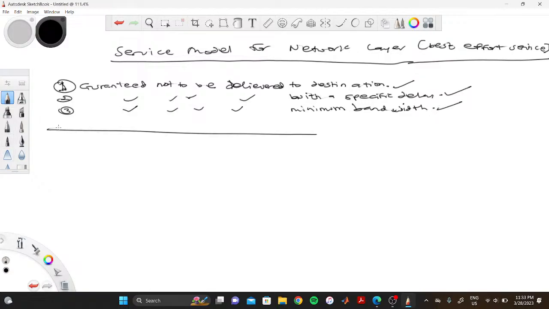So these are service models. If you see any question like which of the following is the service model for the network layer, or which of the following describes the best effort service, I've seen a question like that. Which of the following describes the best effort service of the network layer? It doesn't guarantee anything at all. It's just, let's see what happens. That's how it feels.